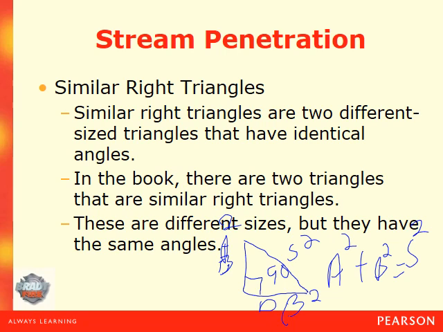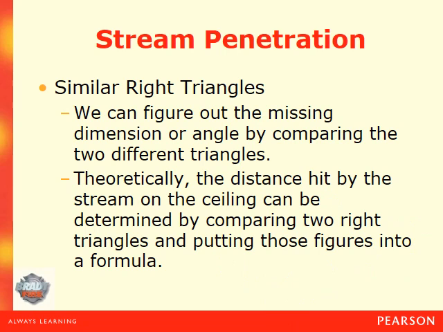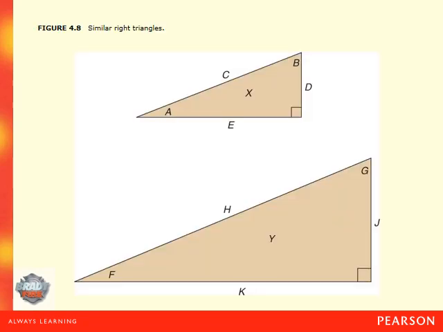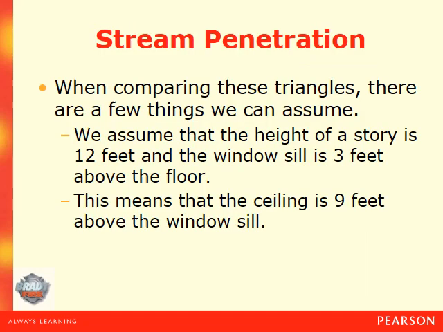So, given the height of the building and the distance away from it, you can get a pretty good approximation. We can figure out the missing dimensions or angles by comparing the two different triangles. Theoretically, the distance hit by the stream on the ceiling can be determined by comparing two right triangles and putting those figures into a formula. So here's a good example of the two right triangles. We compare these triangles.